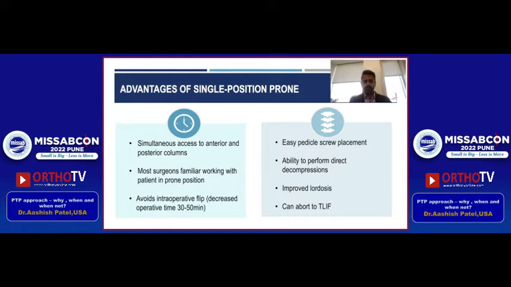Performing the lateral interbody in the prone position can save you a lot of time in the initial position of the patient, and also to avoid the actual flip when you're doing posterior work as well. In a situation where you're doing surgery in prone position, and maybe the pathology or the access is unfavorable, you can always abort to a TLIF or a PLIF in that case.